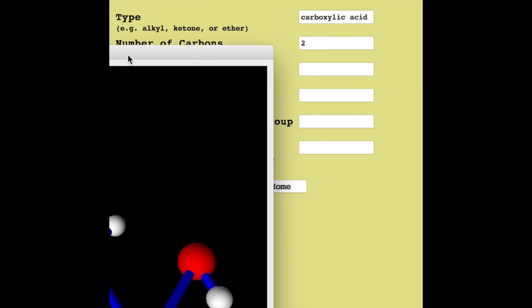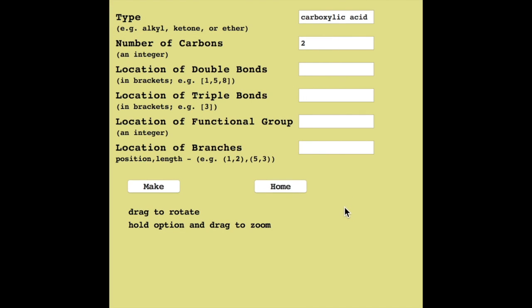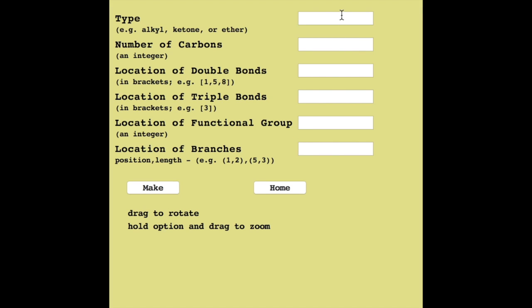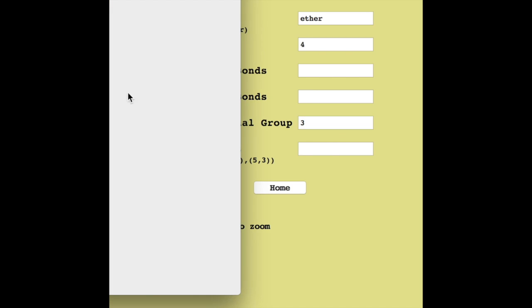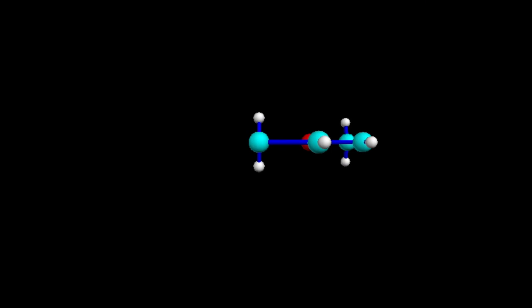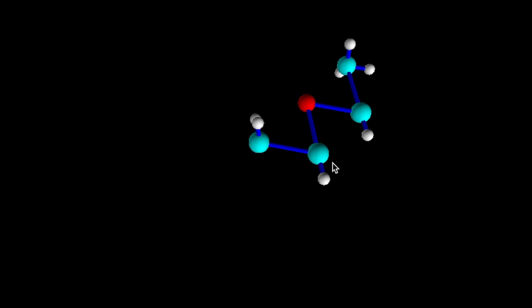And then we're going to go back to the home page, and we're going to make another molecule. So now we're going to make diethyl ether, which has 4 carbons, 2 on each side, with the oxygen functional group in the middle as number 3. So when you rotate it, you could see the ethyl group on this side, and the ethyl group on the other side, and the oxygen there with the 2 lone pairs of electrons.